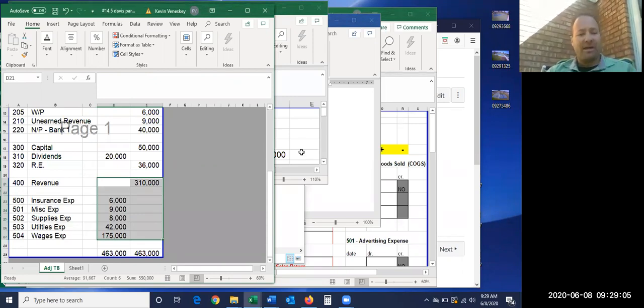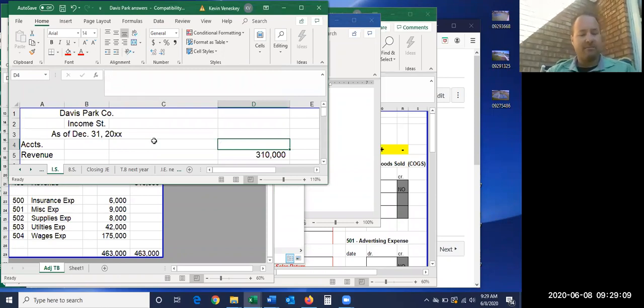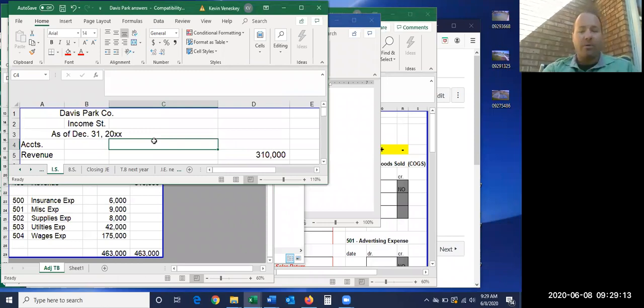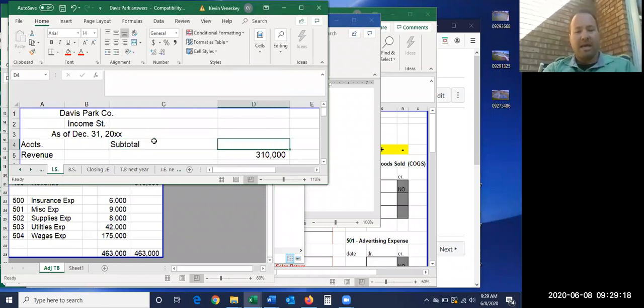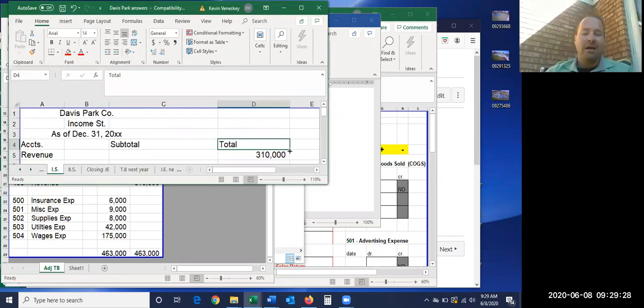Now, I need to clarify this, and I wish I wouldn't have said that now. I was going too far. Nix that, what I just said, let's call this the subtotal. We're going to call this the total. Because once we get to the financials, we no longer deal with debits and credits. We deal with subtotals and totals.